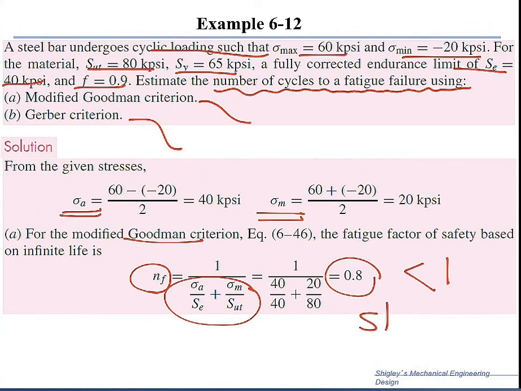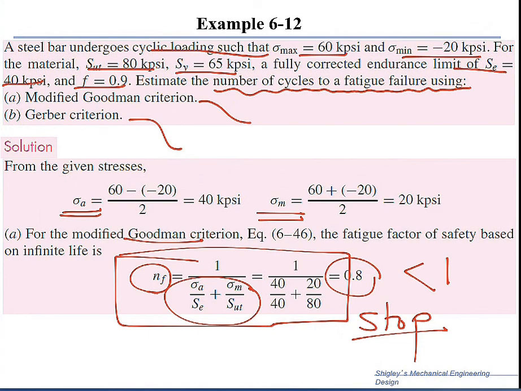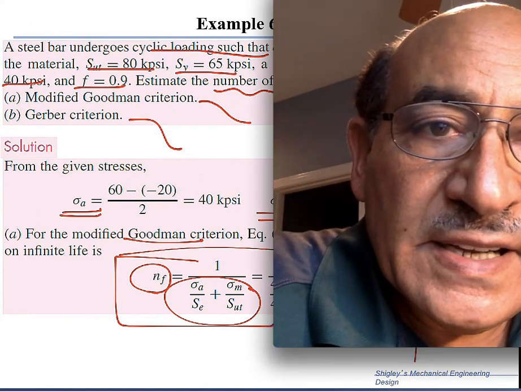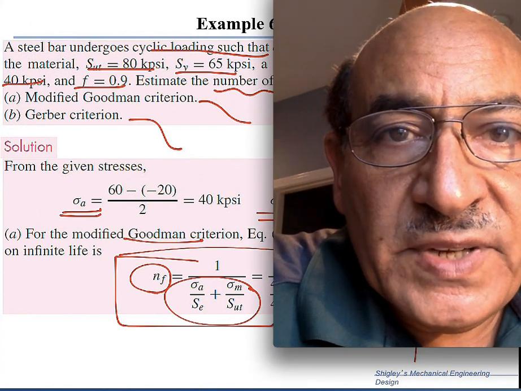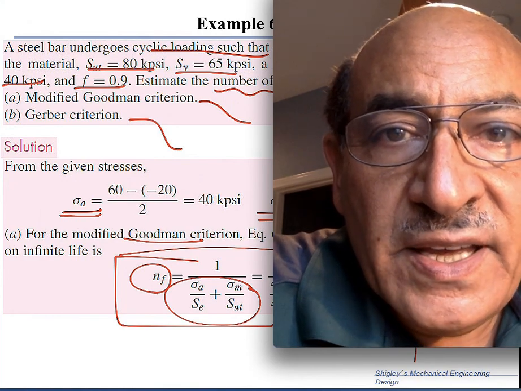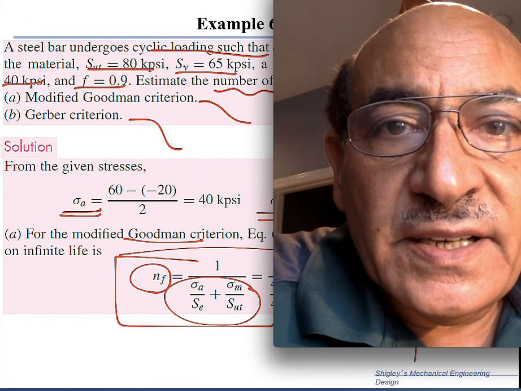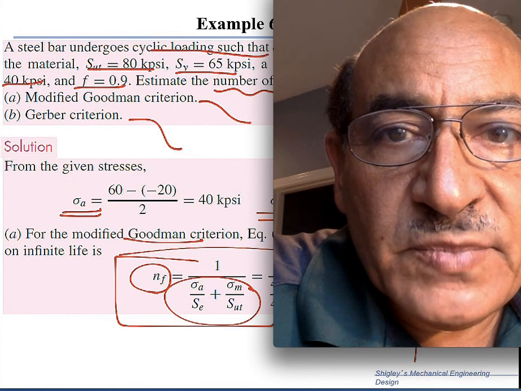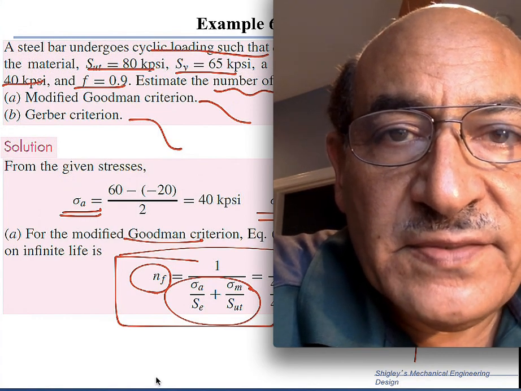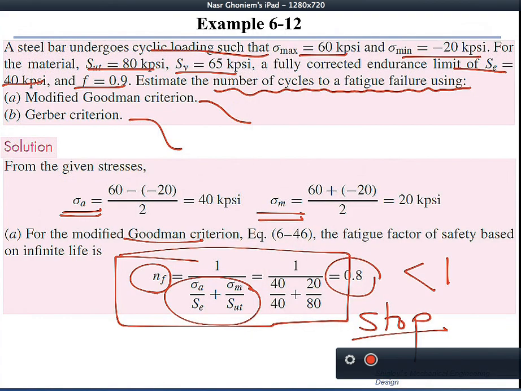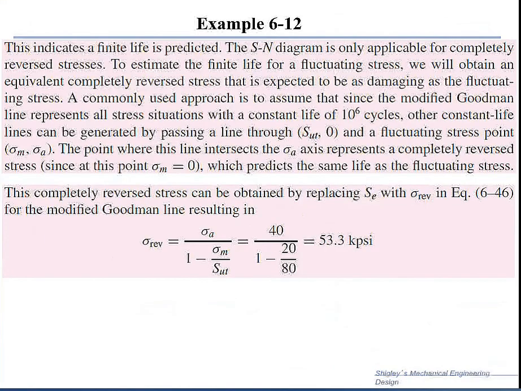It means that we have to stop. Why? Because this equation here is based on an infinite life. Therefore, for an infinite life, we get a fatigue factor of safety of less than 1. Therefore, we need to go now and design for a finite number of cycles, since the safety factor is less than 1. And we'll do that by making a certain correction.